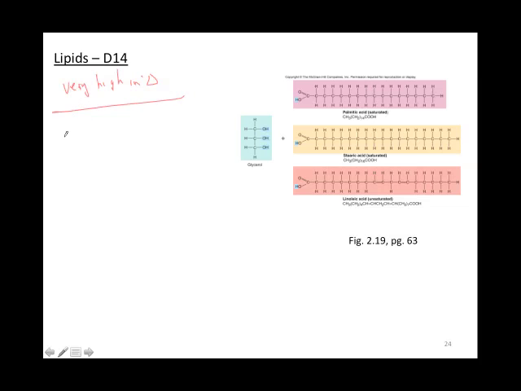Alright, basic structure. There's really no defined ratio of carbon to hydrogen to oxygen. There's typically going to be a very, very high ratio of hydrogen to oxygen. And what that means is that there's going to be significantly higher numbers of hydrogen than there is oxygen. Significantly.